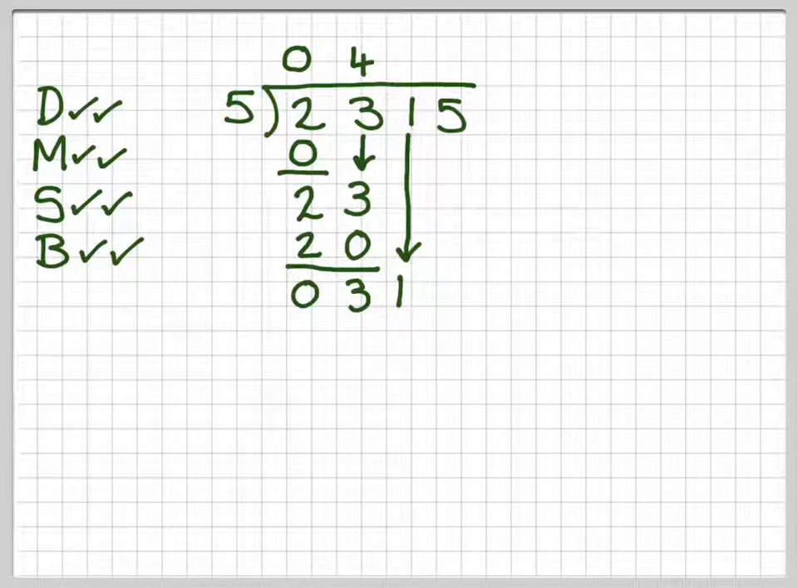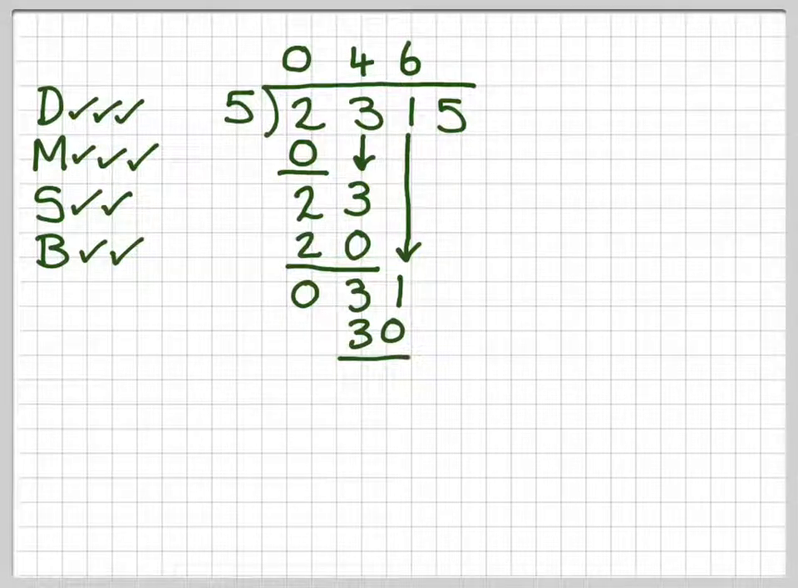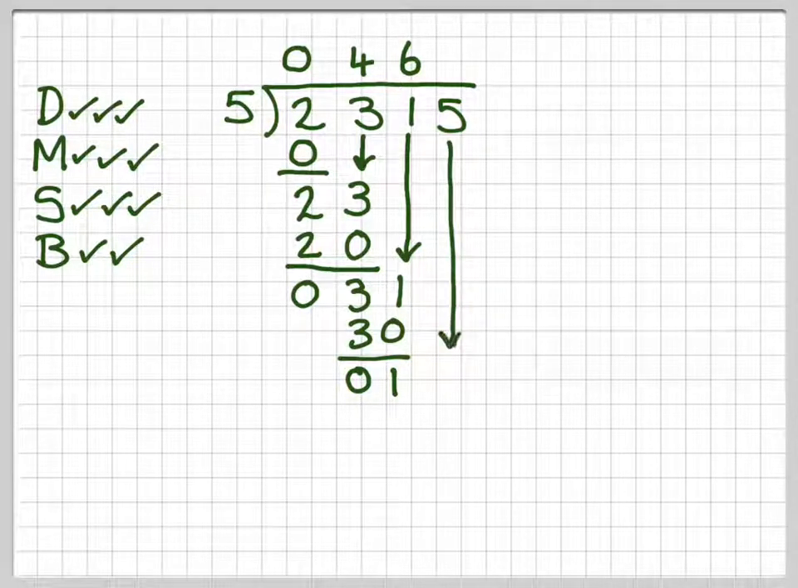How many times does 5 go into 31? It goes in 6 times. Tick my division. Down to multiply. What is 6 times 5? It's 30. Tick my multiply. Onto my subtract. What is 31 take away 30? I'm left with 1. Tick my subtract. I'm finally down onto my bring down, so I bring down my 5 to my 1, which makes 15. Tick my bring down, and I'm back up to my division.